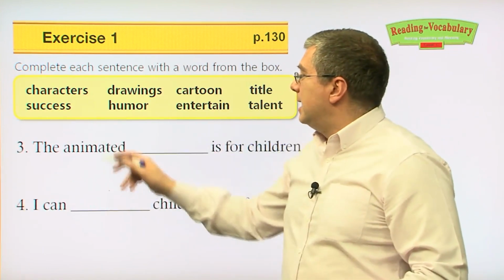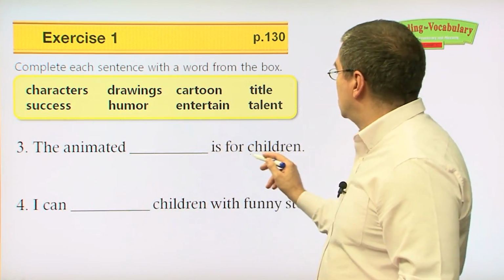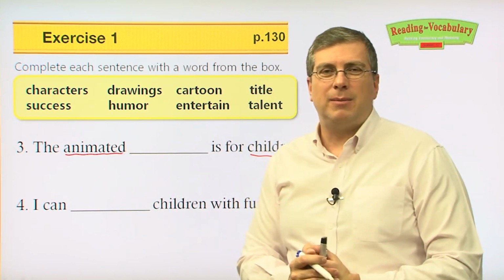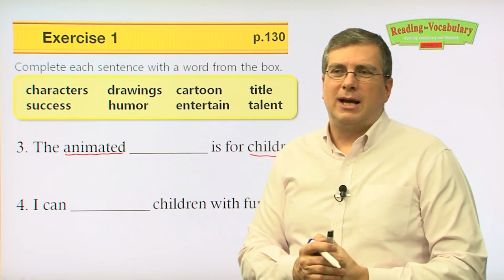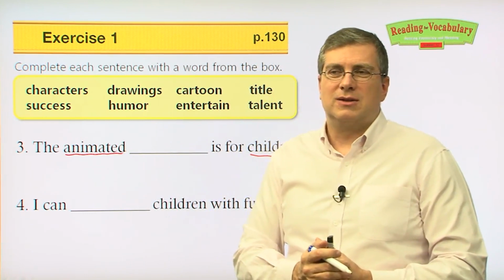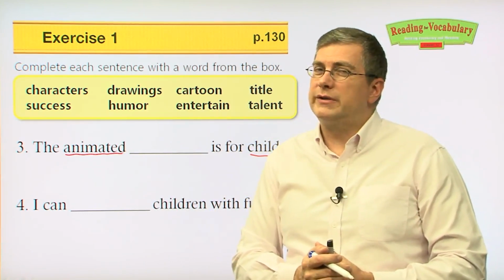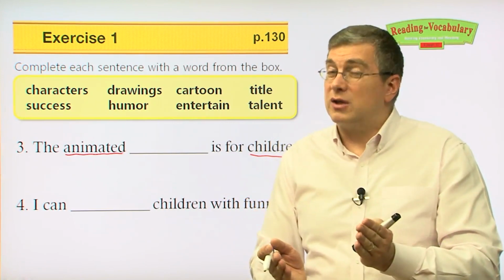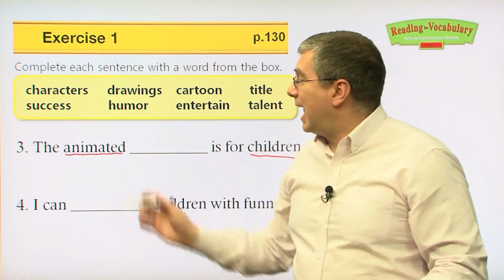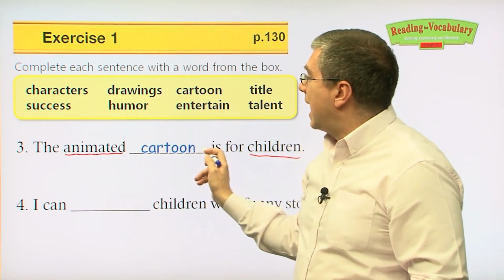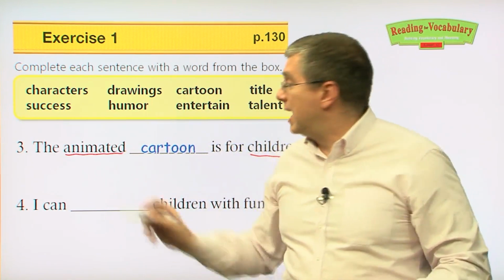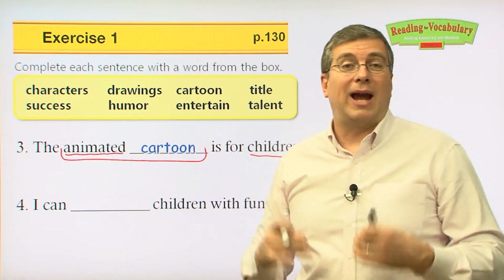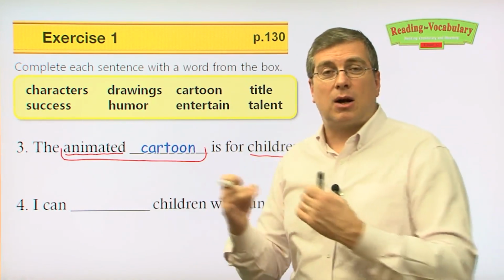Okay, number 3. The animated beep is for children. So the animated, this is very common. We say animated what? Now before I taught you this word, I said you can see it in the books. You can see it in the newspapers, but also you can see it in the movies. It's when the drawings move very fast. You could say animation, or you can say animated cartoon. The animated cartoon is for children. And this is the word we would use for an animated movie or animated TV show, animated cartoon.